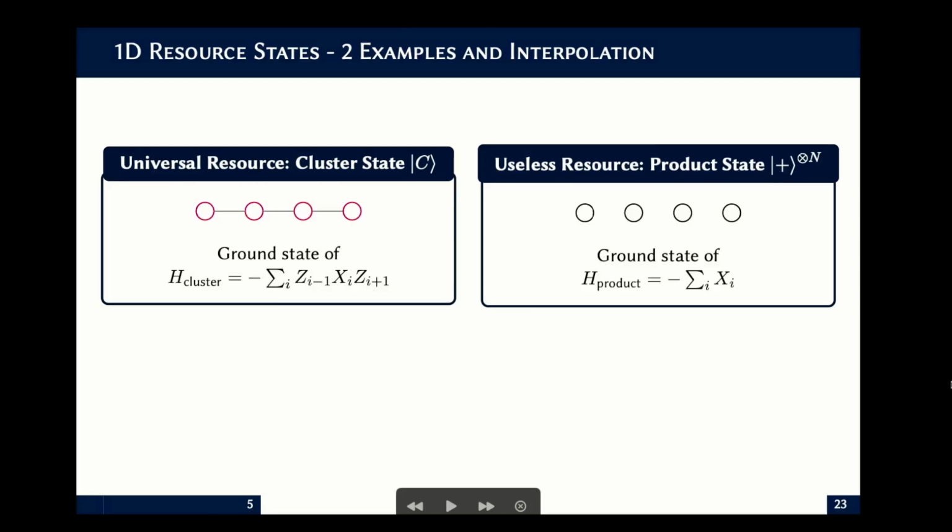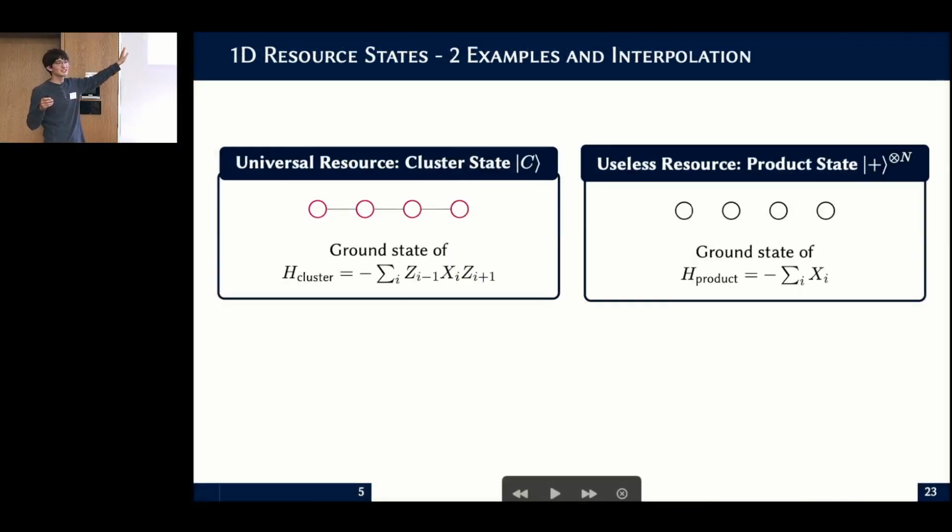And just to give you two examples, although really it's more like one example and one non-example. On the left side, we have the cluster state. This is kind of the canonical measurement-based resource. It's the ground state of this stabilizer Hamiltonian and is where this entire formalism was developed originally. And on the right side, you have a product state, something that's completely non-entangled. So if I told you that you'd be able to do quantum computation by doing local measurements on this, you'd say I was insane. And you'd be right, it's completely useless.